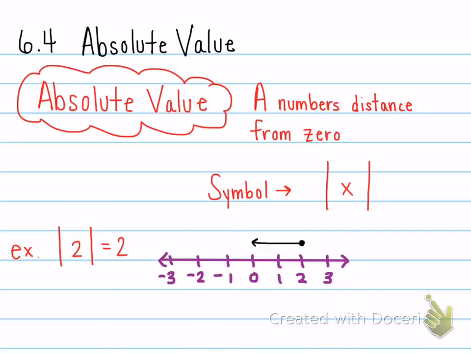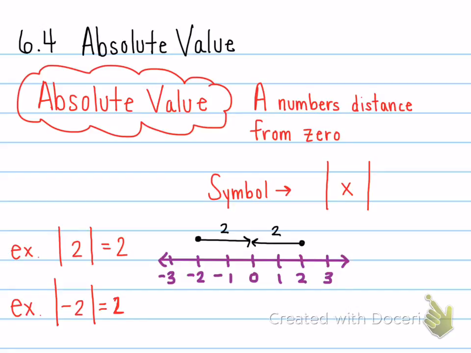Now here's where the biggest mistake comes in. If I want you to find the absolute value of negative 2, if I look where negative 2 is, right here on the number line, I just want to know how far away it is from 0. This is also 2 spaces away from 0, like positive 2 was. So the absolute value of negative 2 is also 2.